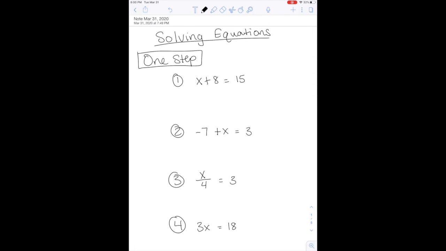Right, I just thought I'd make a quick little refresher video for you guys about solving equations. So I'm going to talk about one-step equations, two-step equations, and then multi-step equations. I'm going to hopefully give you guys enough examples that you are able to then try some on your own.